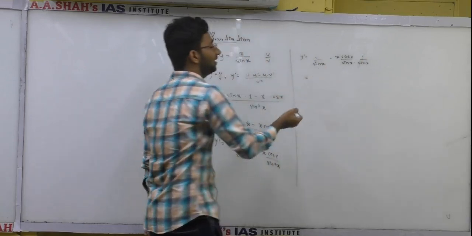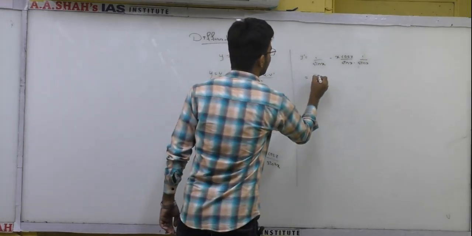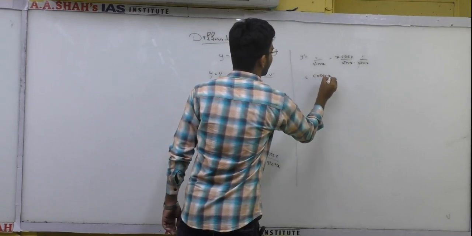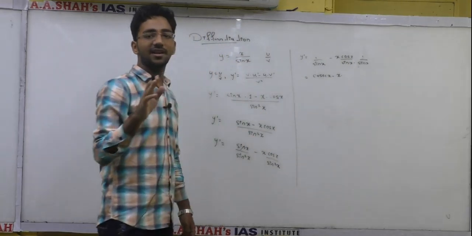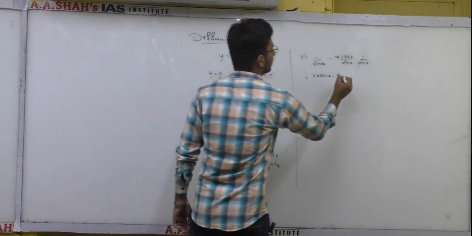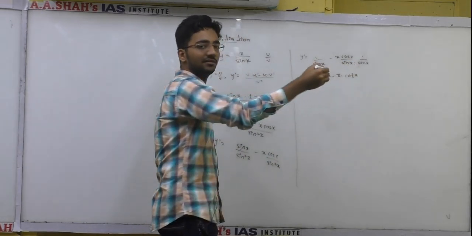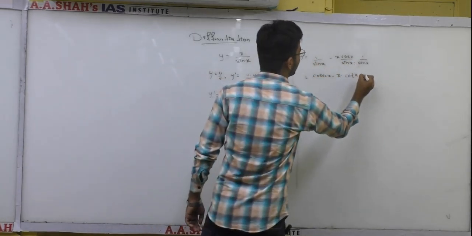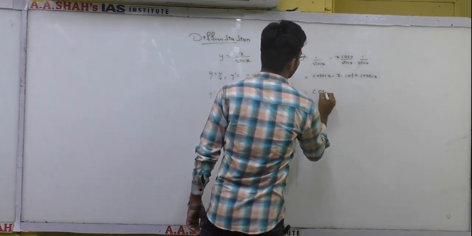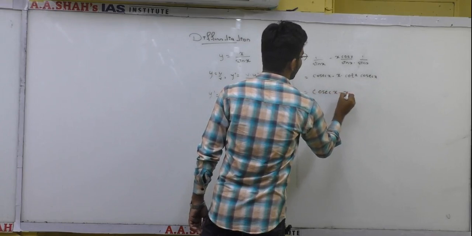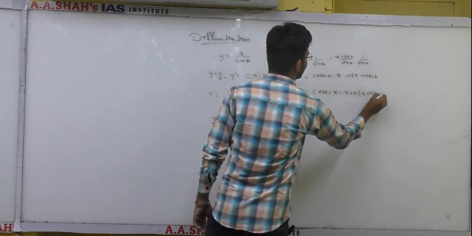Now what is 1 upon sin x? In trigonometric functions, 1 upon sin is cosec. This is cosec x minus x into what is cos upon sin? Cos x upon sin x is cot x. Then this is 1 upon sin, and 1 upon sin is cosec x again. So what we have got finally is cosec x minus x cot x into cosec x.